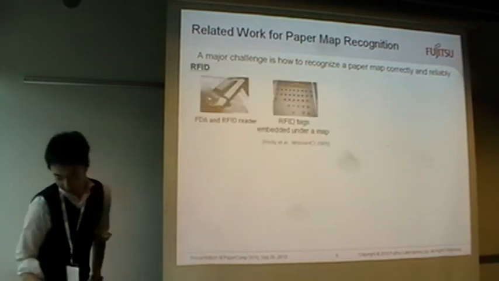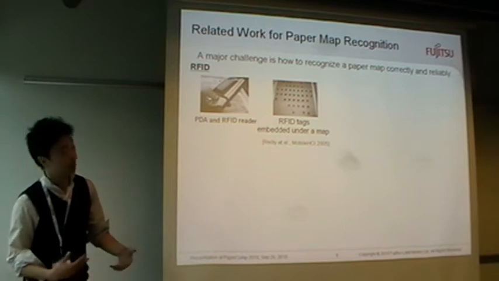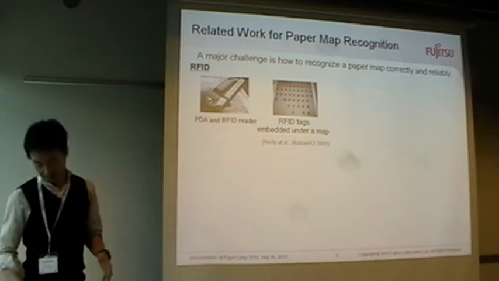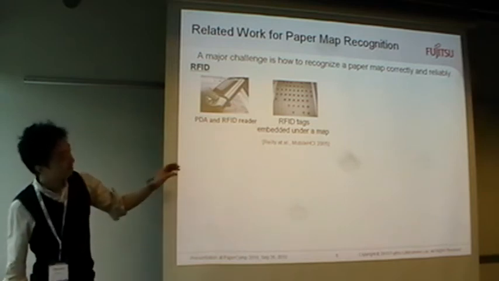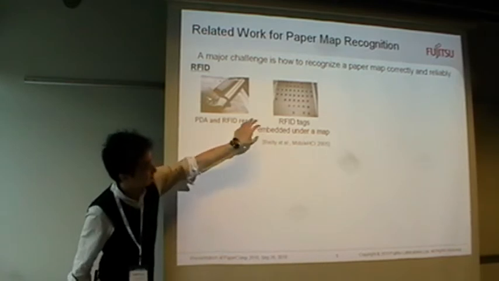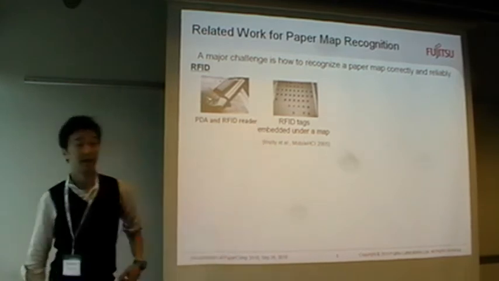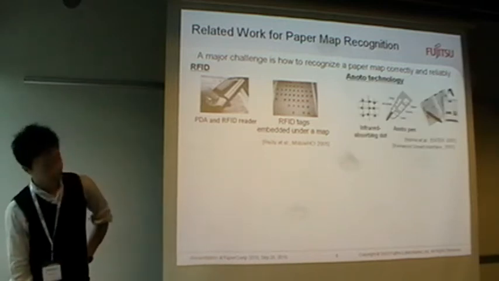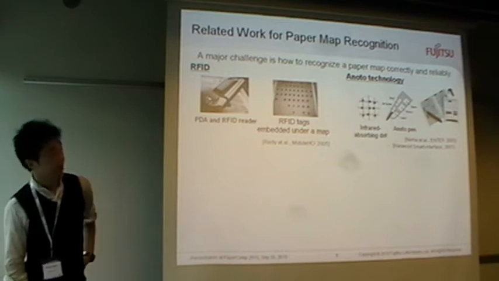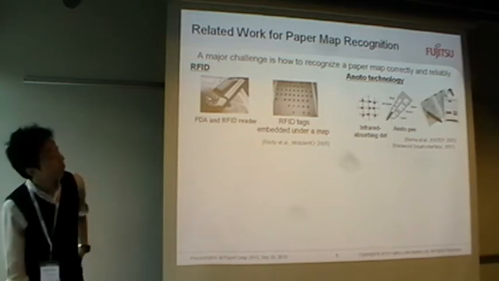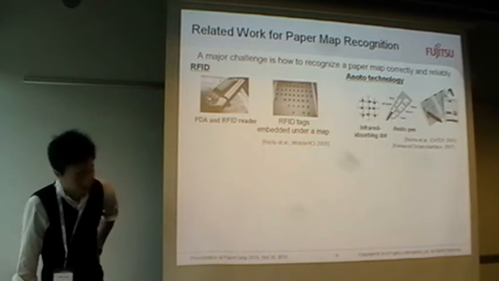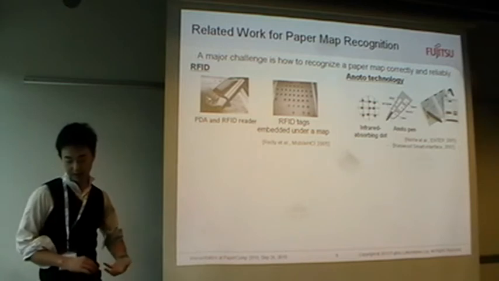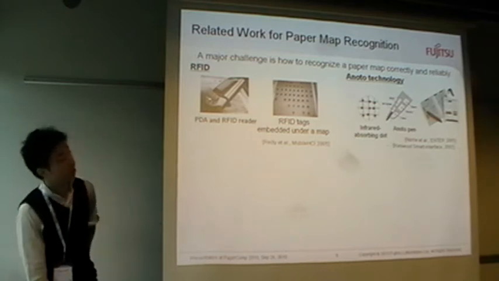The first work uses RFID to recognize a paper map. A PDA with an RFID reader reads a paper map in which RFID tags are embedded. The second related work uses Anoto technology. In Anoto technology, infrared absorbing dots are printed on the paper map, and a special digital pen called an Anoto pen reads the dots and recognizes the position that the pen is pointing to.